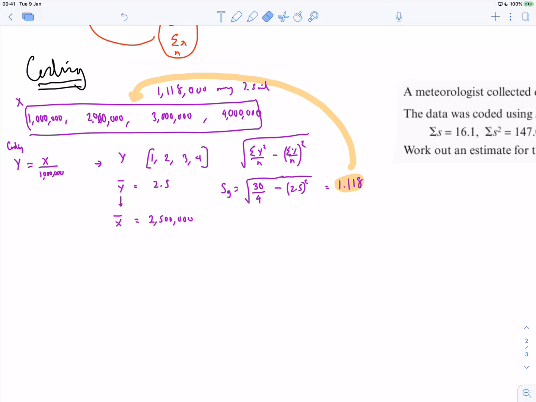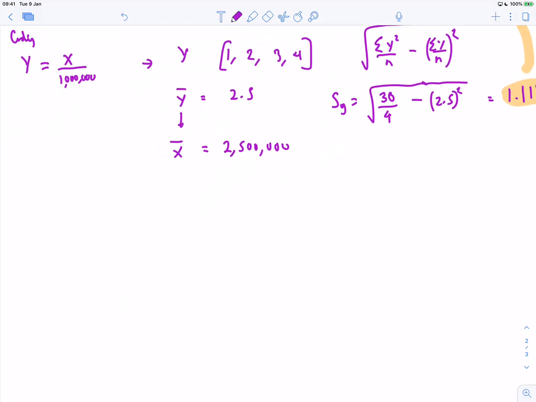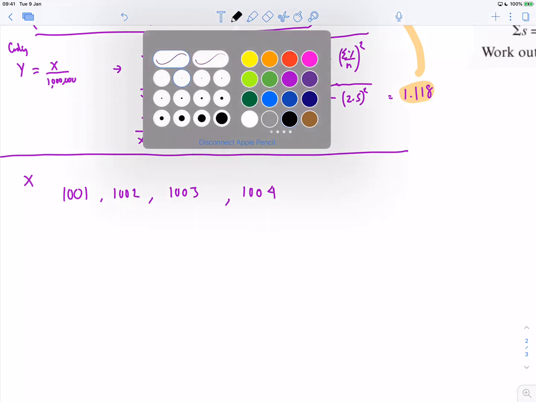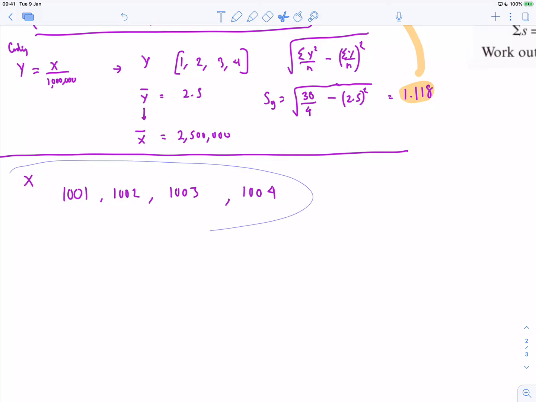For example, let's say I've got 1000, 1001, 1002, 1003, 1004. Same deal, let this be my x. Let's change this to a different colour. So what happens with shifting?